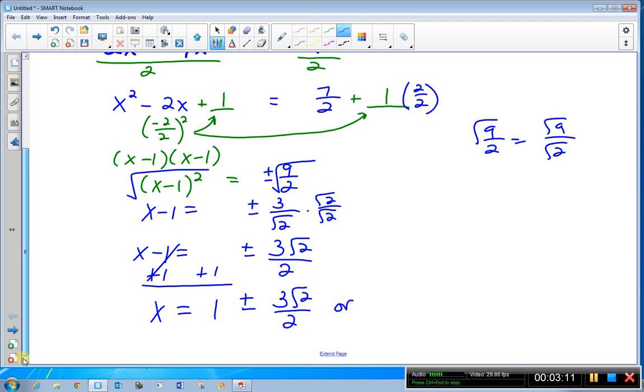Or it's possible that this could be a multiple choice question, in which case these could be combined. So I'll turn that 1 again into 2 over 2 so I have a common denominator. And then x will equal 2 plus or minus 3 radical 2 all over 2.